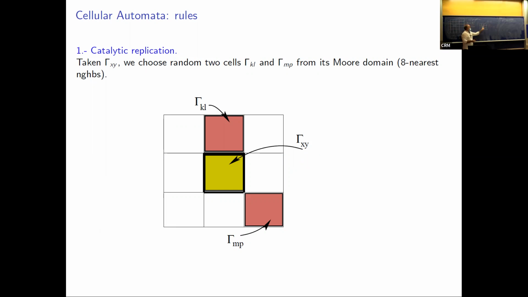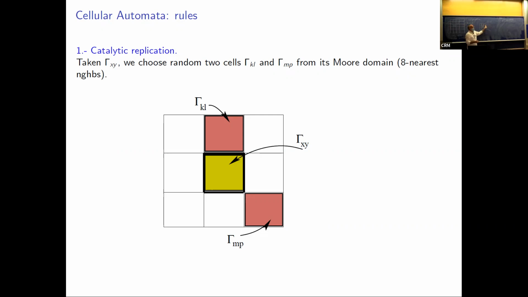If you find S naught, it is empty, the game ends and you pass to the next choice of a cell. So if this is S naught, nothing happens. If this is S two, nothing happens, because I'm doing autocatalytic autoreplication, so the only one autoreplicating is one. So assume that you have S1 here inside.